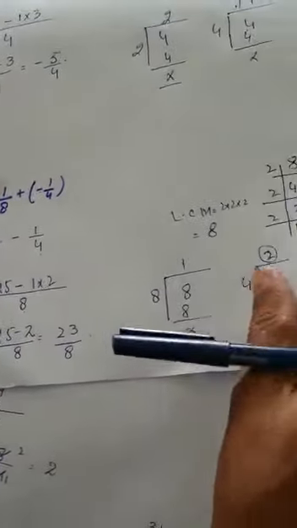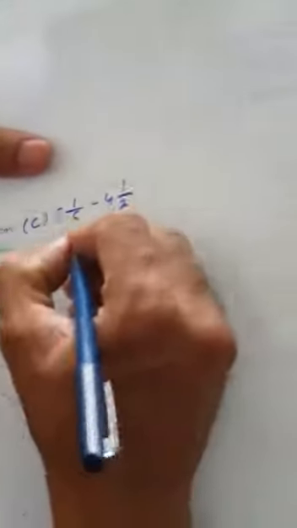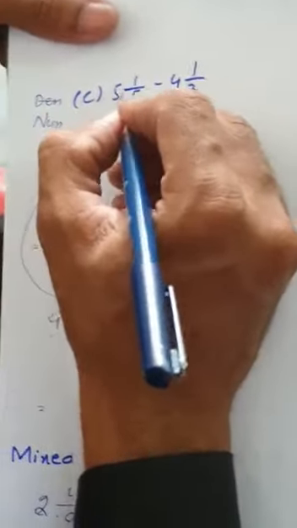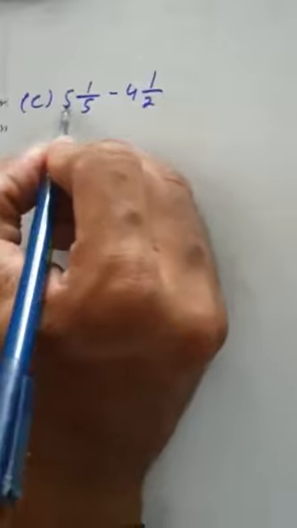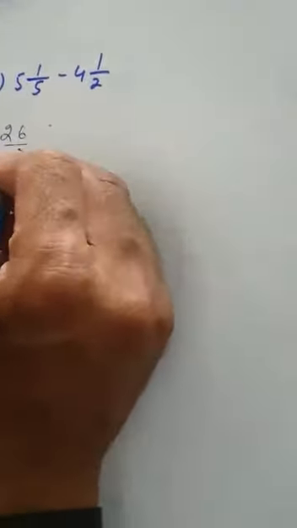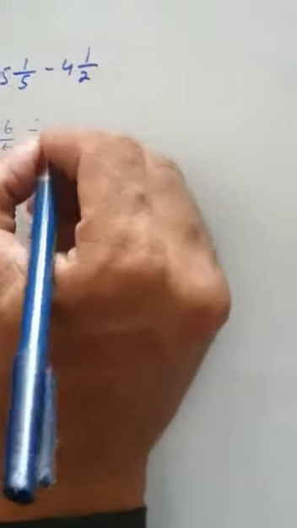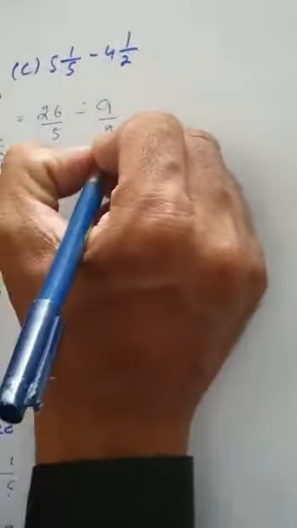Okay, hope it is clear to you. Let's move towards the third part. In third part we are given 5 and 1 over 5. First of all we will resolve the mixed form. 5 5s are 25. 25 plus 1 is 26 over 5, minus 2 4s are 8. 8 plus 1 is 9 over 2.